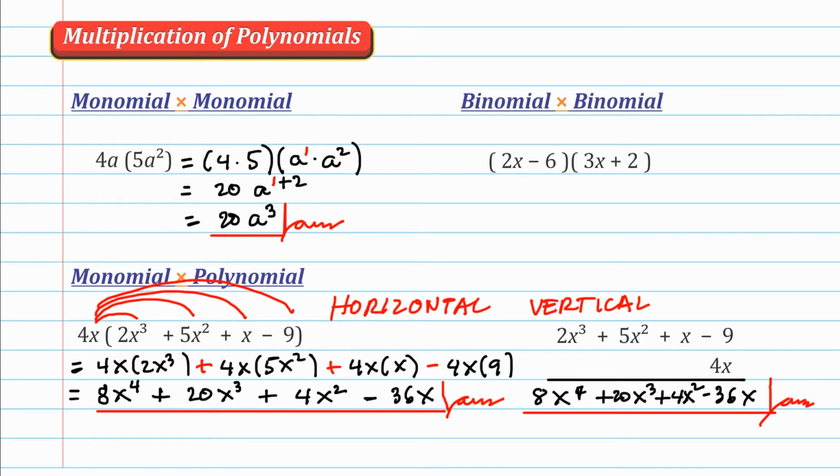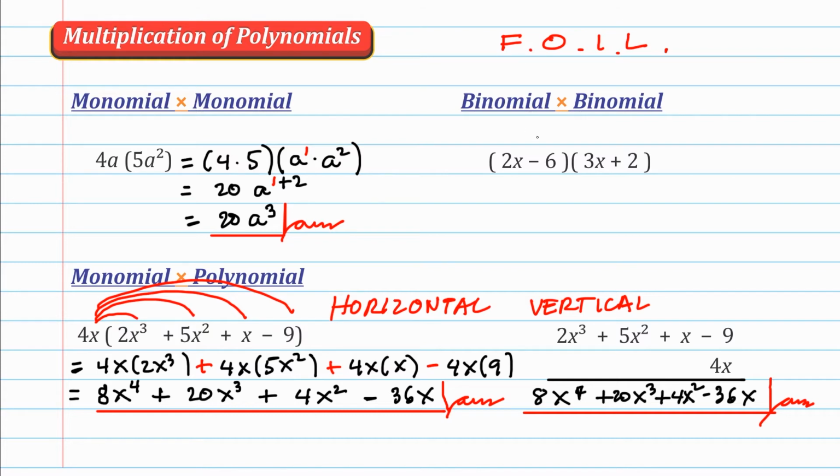Now, let's try to multiply this time a binomial times another binomial. Let's say we're given 2x minus 6 times the quantity 3x plus 2. So we have 2 terms here, and we have 2 terms here. We know from a previous lesson that we can distribute 2x and negative 6. But that's for another video. Let's recall a faster way of doing this, and it's by using what we call the FOIL method. Now, what does FOIL stand for?